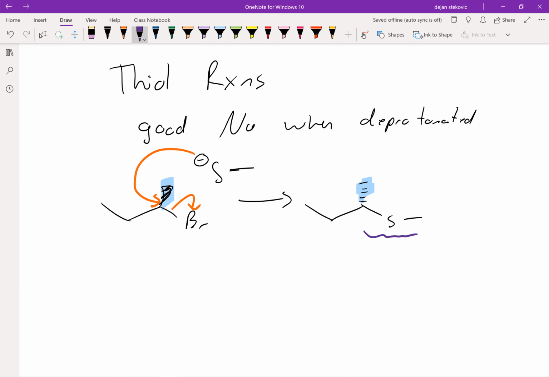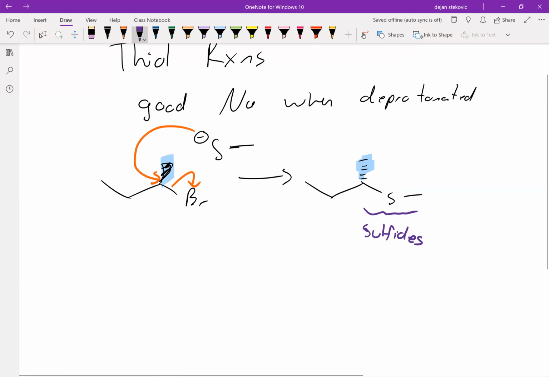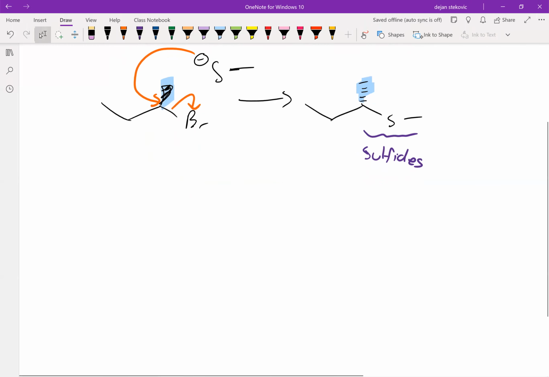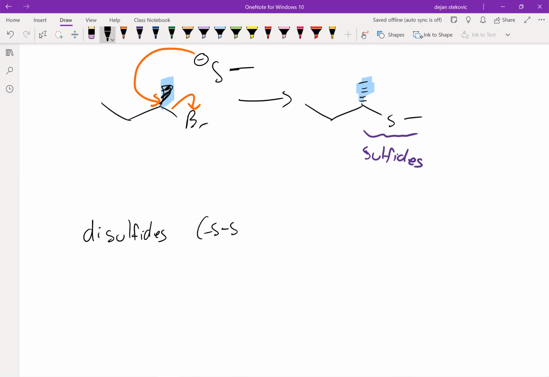Note that when these thiols have two carbon groups instead of an SH, just like alcohols get called ethers, thiols get called sulfides. So an S with two R groups that are both carbons are called sulfides. Overall, we won't learn too many reactions with sulfides other than their classic SN2 reactivity, which we've seen many times. Just another thing of note is disulfides. So this is where we're going to have a sulfur-sulfur bond and then R groups on either side of it.